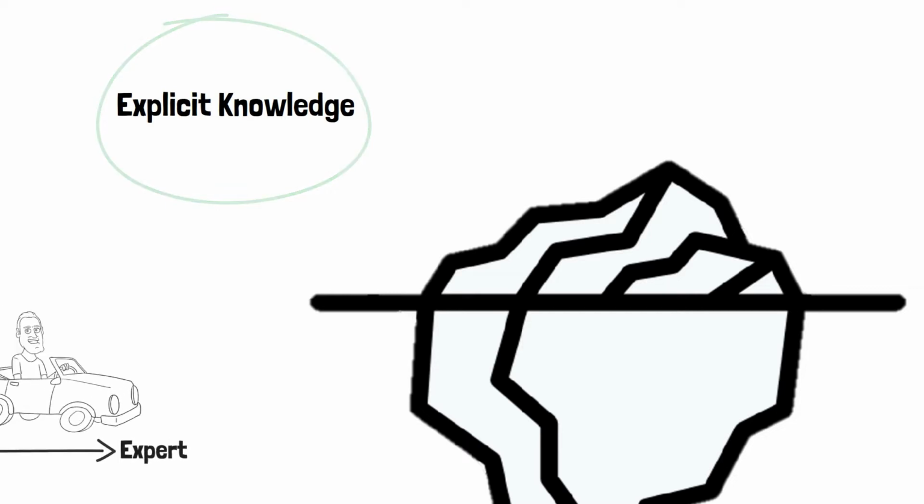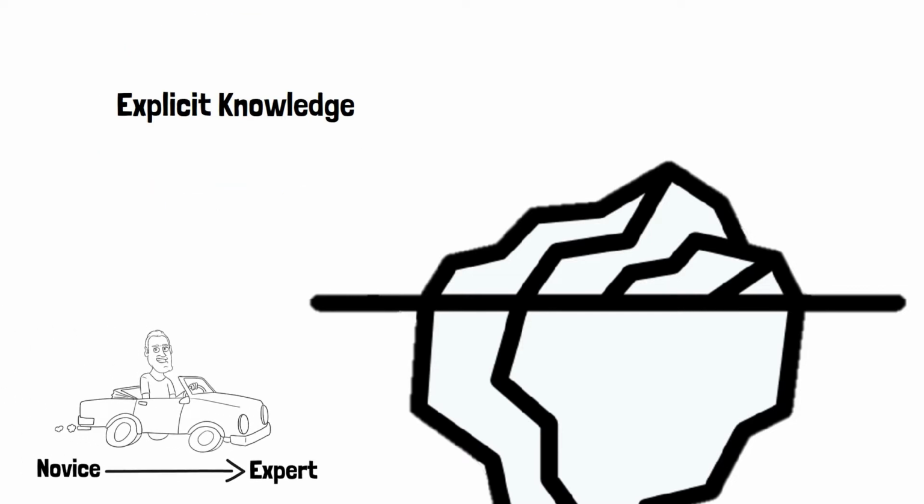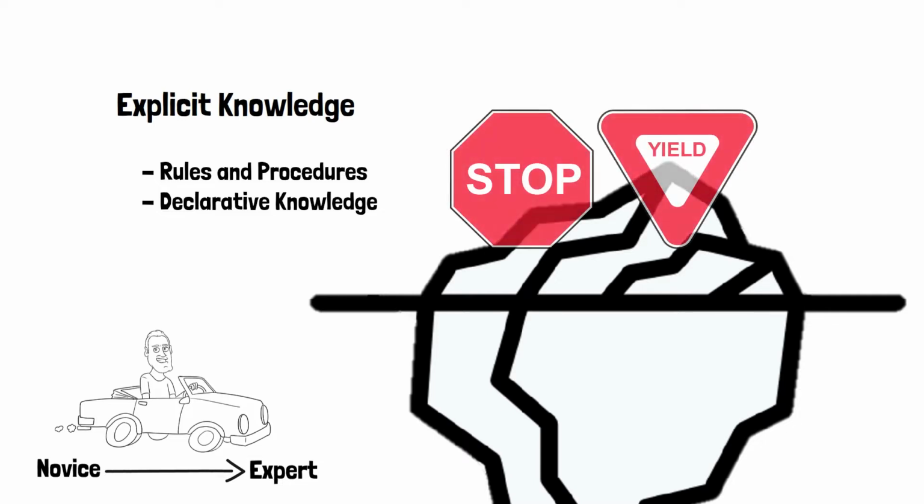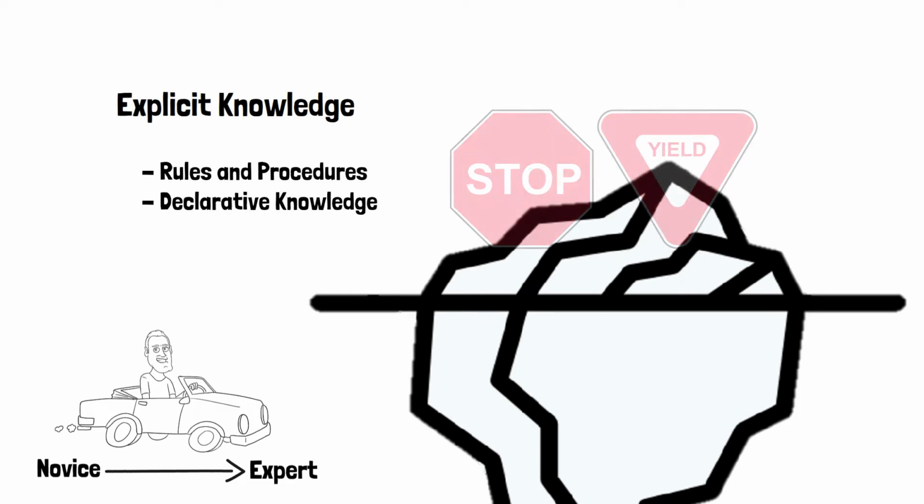For example, in learning to drive, the initial focus is on learning the rules of the road and procedures for operating a car. You memorize and then declare knowledge, such as the difference between a stop or yield sign. This is necessary, but then what?